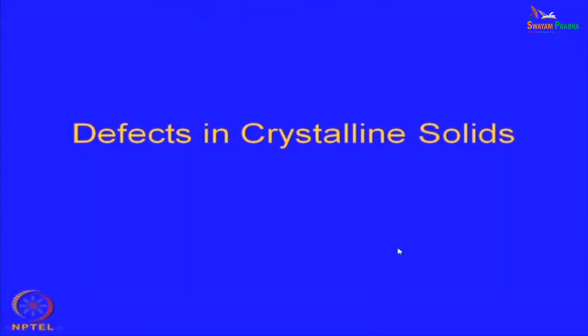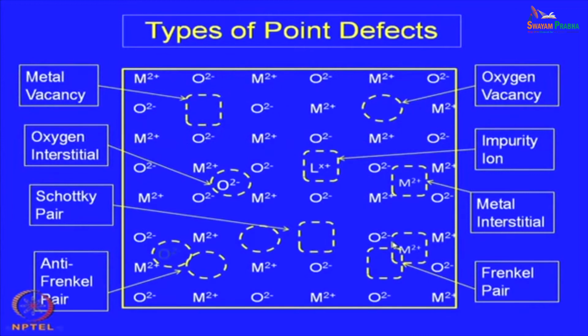Point defects means these defects are basically restricted to lattice points. They are a kind of 0 dimensional defects. So, they are primarily restricted to the lattice, either an individual lattice point or a couple of different types of lattice points. So, that is what we are going to discuss today. These defects are really called point defects because they are restricted to points, lattice points.